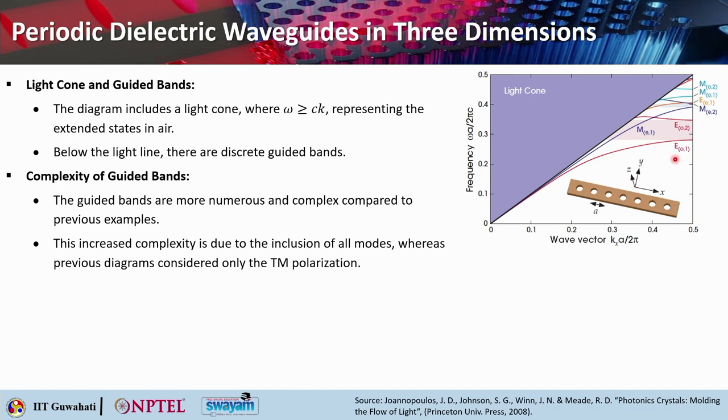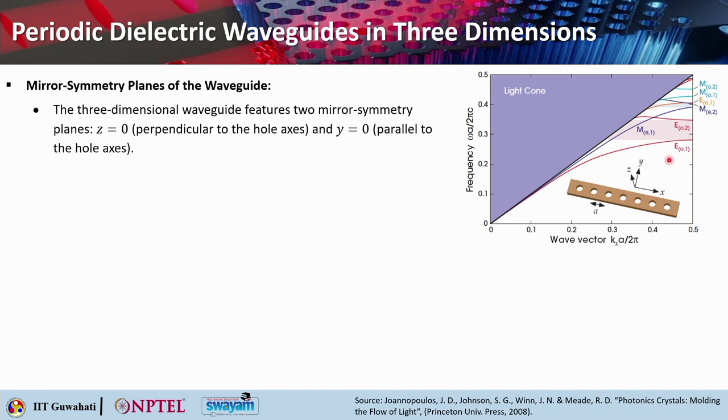So, the guided bands are more numerous and complex as you compare with the previous example, which was a simple two-dimensional model. Now, this increased complexity comes from the inclusion of all modes, because in the previous case, we only considered TM polarization. Now, how about the mirror symmetry plane?